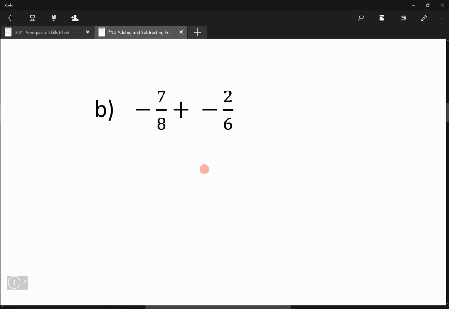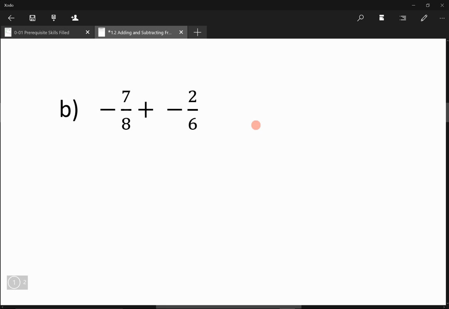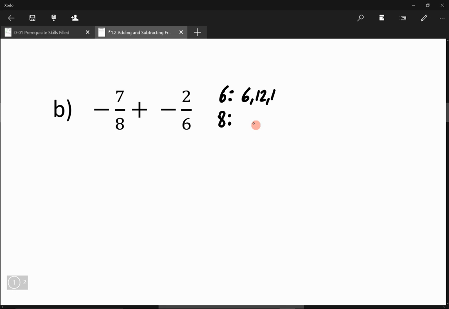Next one. Here's another two fractions, different denominators. I could multiply the denominators to get the common denominator, but I want you to also look at the lowest common denominator. The way we can figure that out is by listing the multiples of 6 and 8. Listing the multiples means just skip count. So you have 6, 12, 18, 24, and 30, and I can keep going on.